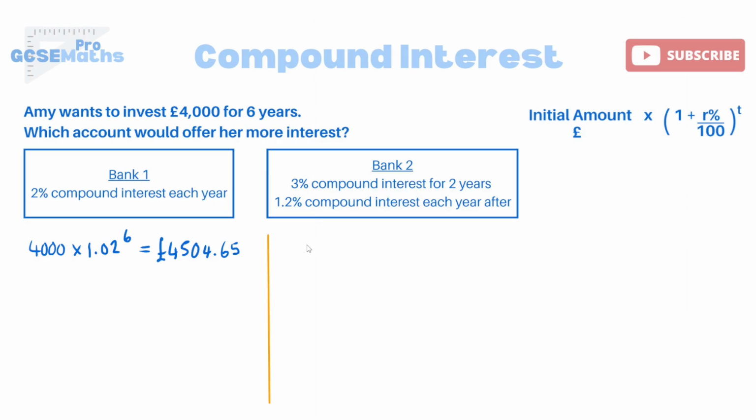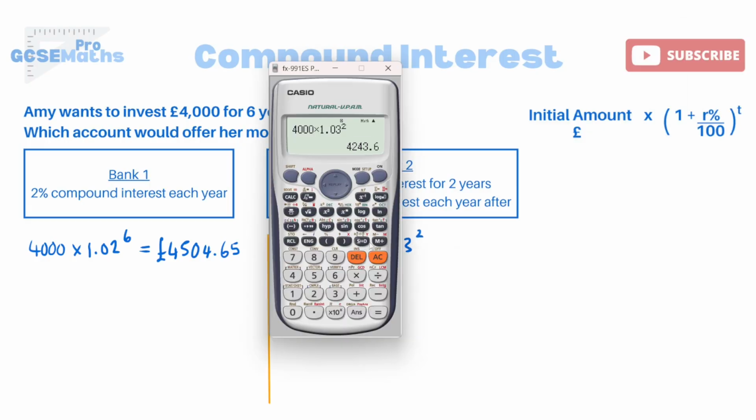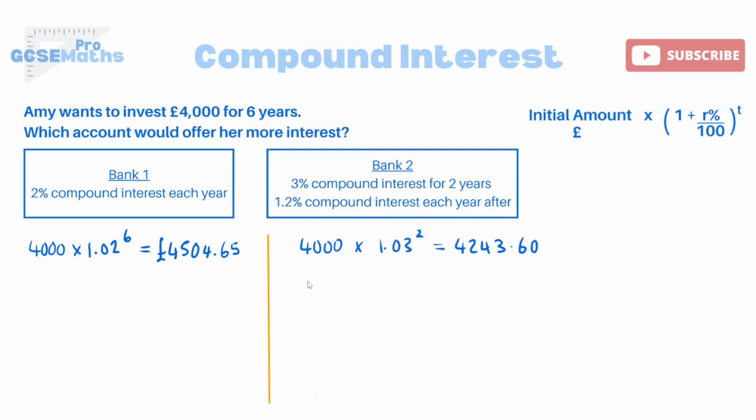Then the second one is just split compound interest, so we're going to deal with them separately. So for the first 2 years, we're obviously still starting with the 4,000. We're now multiplying by 1.03, which is adding 3%, isn't it? But that's only for 2 years, which gives us 4,243.6.